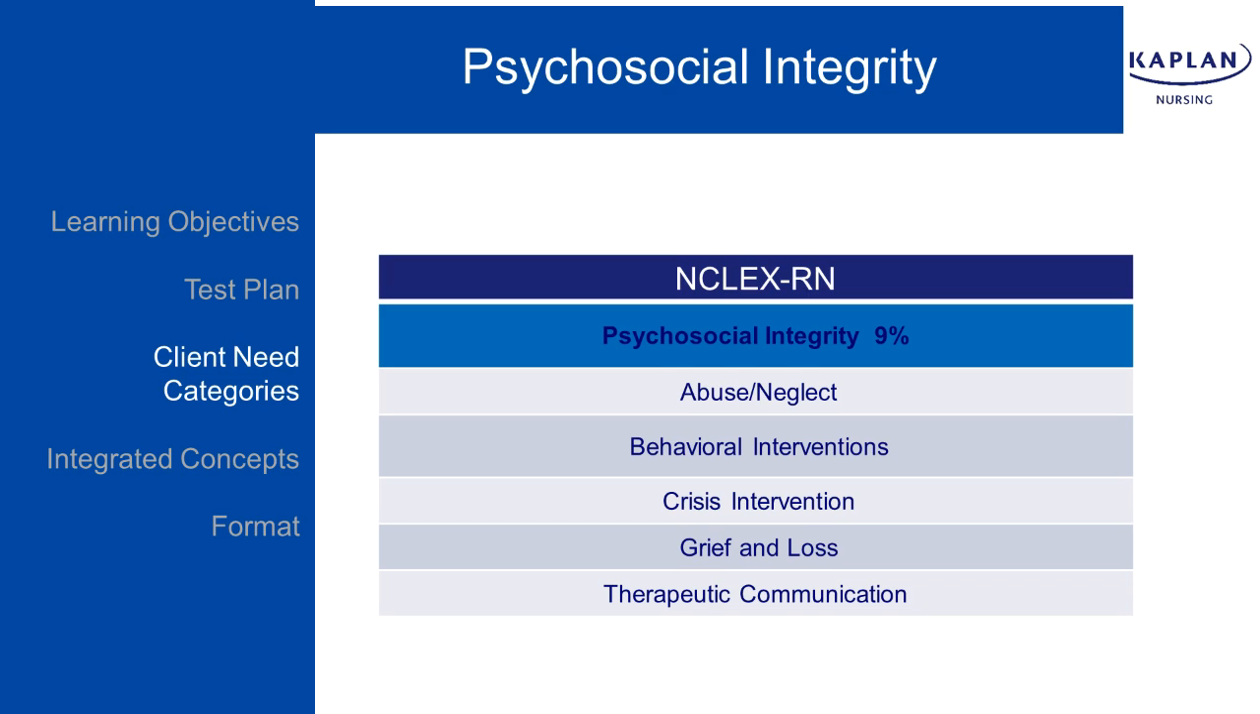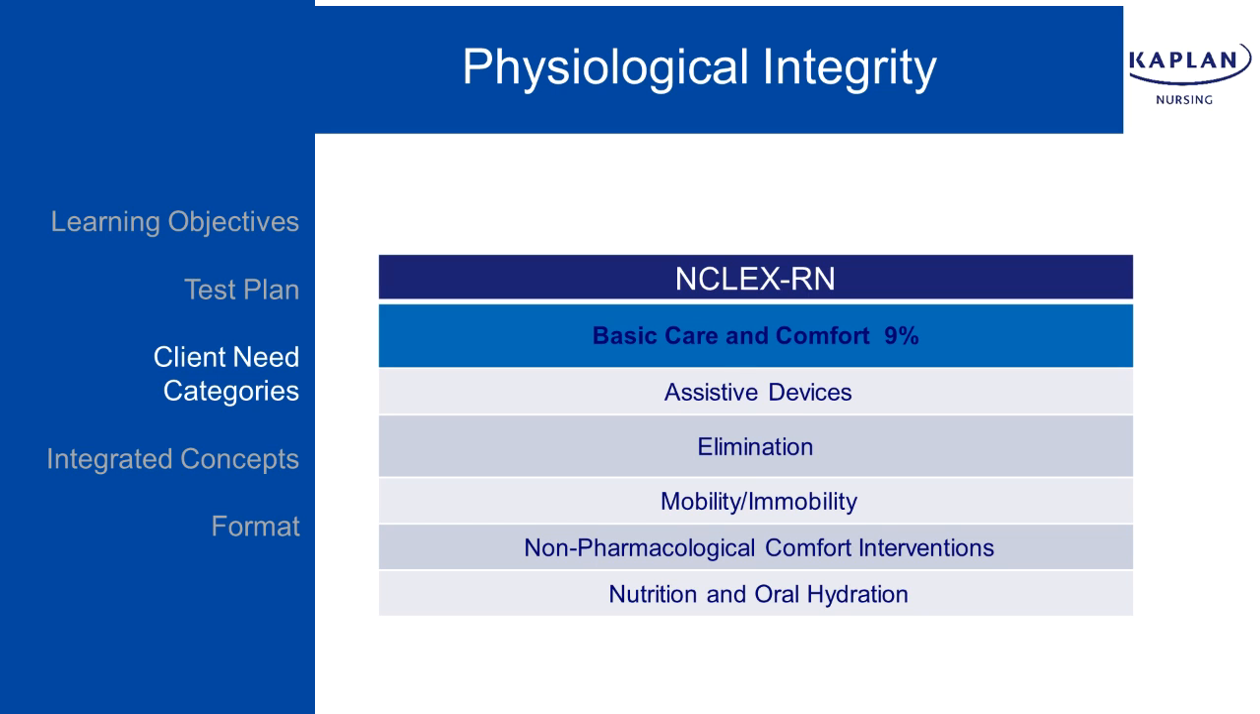Psychosocial integrity is also a category and subcategory, and it is 9% of the exam. It's pretty much what you would expect out of psych: abuse and neglect, behavioral interventions, crisis intervention, grief and loss, and therapeutic communication. The next area is basic care and comfort, and it's the first subcategory under physiological integrity. Basic care and comfort is 9% of your test questions.